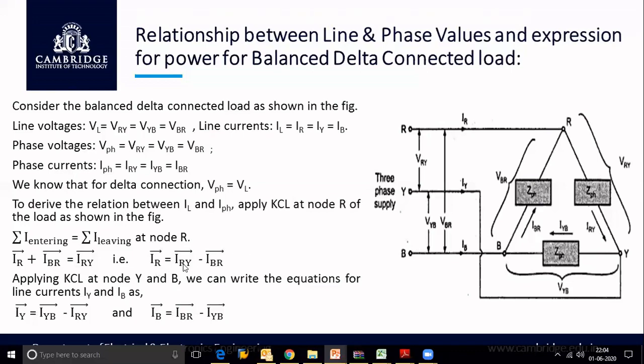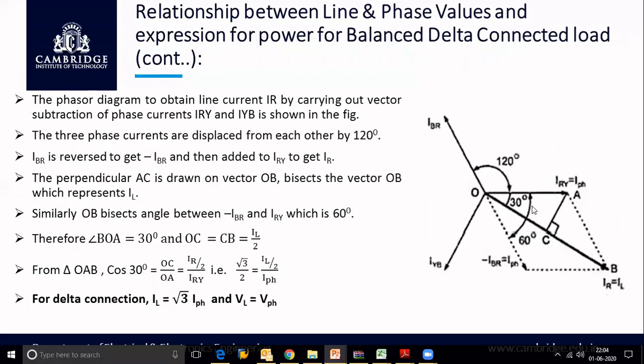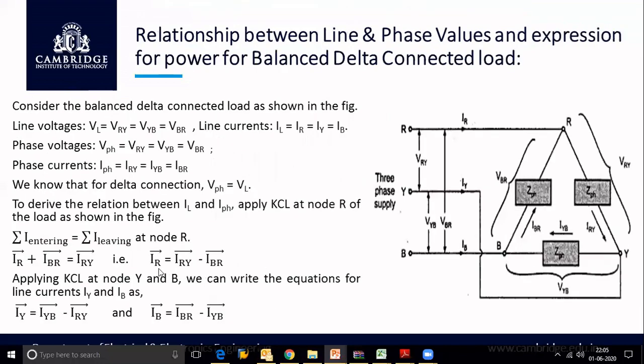Now, let us draw the phasor diagram by considering the first equation. The equation we consider is IR is equal to IRY minus IBR. Now let us see how to draw the phasor diagram. In this case, we draw the phasor diagram by considering the phase currents. Here we have taken IRY as the reference vector, which is nothing but a phase current, and IYB is lagging behind IRY by 120 degrees, and IBR is lagging behind IYB by 120 degrees. So these are the assumed positive directions of the phase currents. Now, the first equation represents IR as the phasor sum of IRY plus minus IBR.